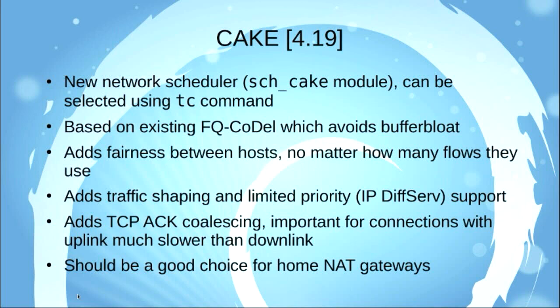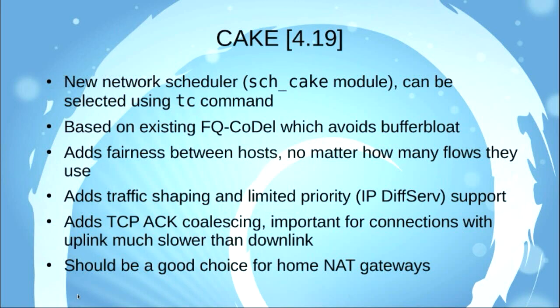So if Cake is used in a router and one computer behind that router is making one download and another computer is making 4 downloads, then the first computer gets about half the bandwidth for its one download, and the second computer gets about 1/8 of the bandwidth for each of those 4 downloads.